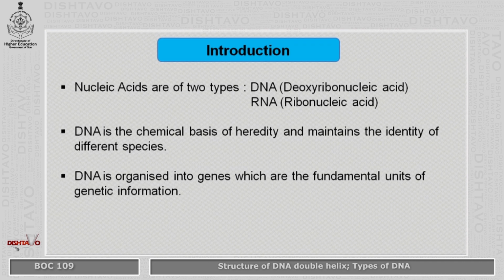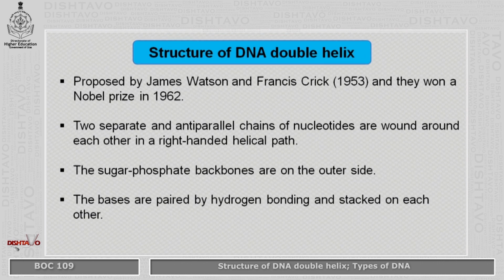DNA is the chemical basis of heredity and maintains the identity of different species in the world. DNA is organized into genes, which are the fundamental units of genetic information. The structure of DNA double helix was proposed by James Watson and Francis Crick in the year 1953, and they won a Nobel Prize for the same in the year 1962.